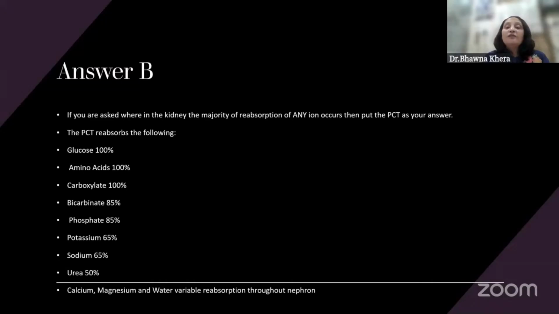So the proximal convoluted tubule reabsorbs the following: glucose 100%, amino acids 100%, carboxylate 100%, bicarbonate 85%, phosphate 85%, potassium 65%, sodium 65%, urea 50%. Calcium, magnesium and water have variable reabsorption throughout the nephron.